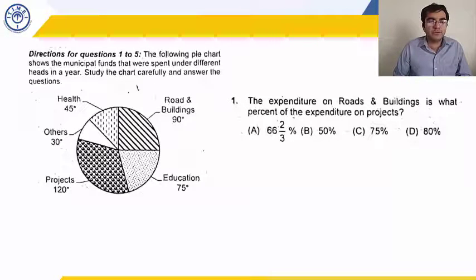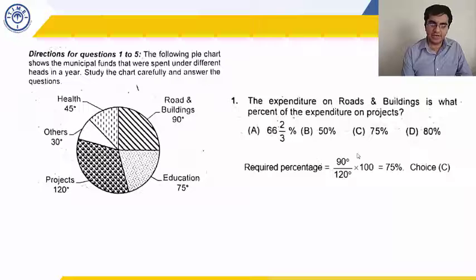Okay, so your basics in percentages need to be very, very clear. I suggest to all of you that after this part one lecture, if possible, revise percentages before the part two lecture. And if it is together, then you revise it after part two. So the expenditure on roads and buildings is what percent of the expenditure on projects? Roads and buildings is 90 degrees, projects is 120 degrees. So 90 degrees is what percentage of 120 degrees? That's 90 by 120 into 100. 75% is your answer.